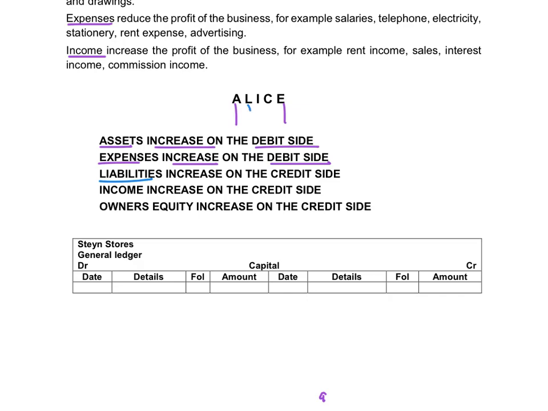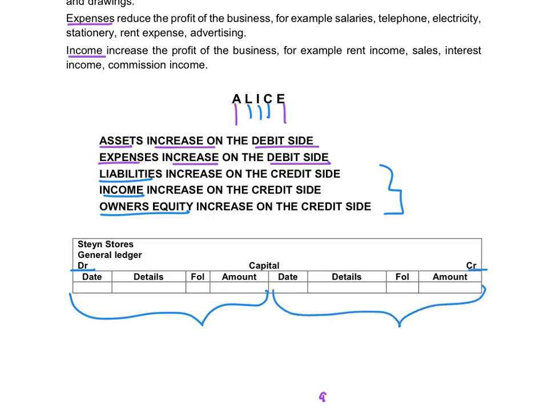Liabilities, the letters inside, income, capital, which is the owner's account, and equity will increase on the credit side. So it's important to have a word or a memory aid that you can use to remember exactly which accounts increase on the debit side and which ones increase on the credit side. If we look at the ledger account, the debit side is on the left-hand side of the T account, and the credit is on the right-hand side of the T account.